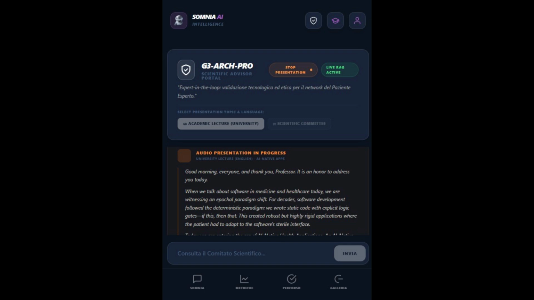Today, we are entering the era of AI native health applications. An AI native app is not an old software with an AI chatbot widget stuck on top of it. It is a system designed from its very foundation around probabilistic reasoning, natural language interfaces, and clinical grade groundings. Whether the goal of the application is general well being, chronic disease management, or registered digital therapeutics, adopting an AI native architecture is no longer optional. It is the baseline for the future of digital health.